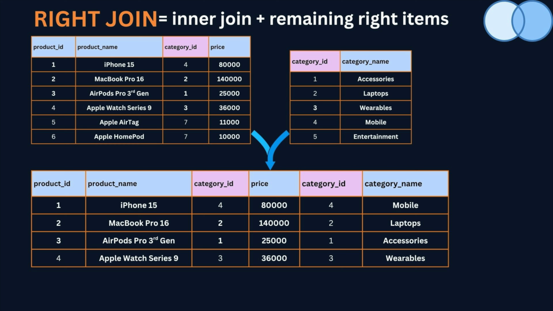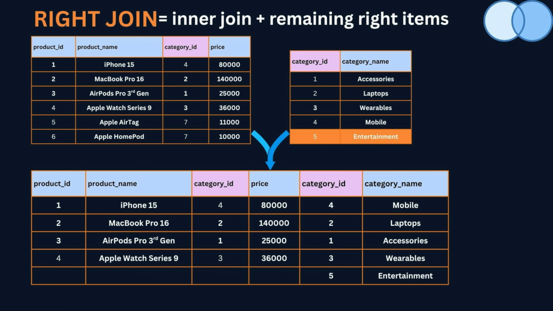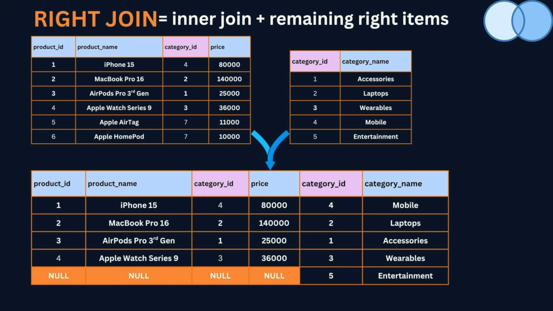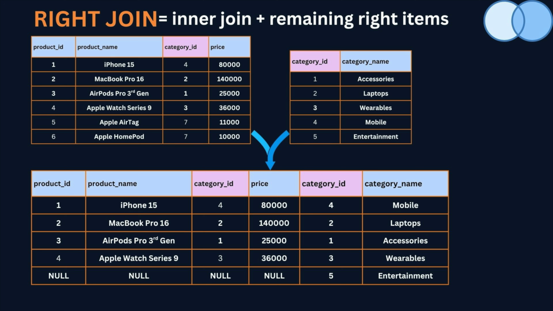Now, if we look at the right table as we are performing the right join, there is one row which is missing in the result, which is category ID 5 and entertainment. So when we do a right join, this will be part of the result. But as there is no entry in the left table, all the columns for the left table will be marked as null. And our final result becomes this. So basically right join will do an inner join plus select all the remaining items from the right table.